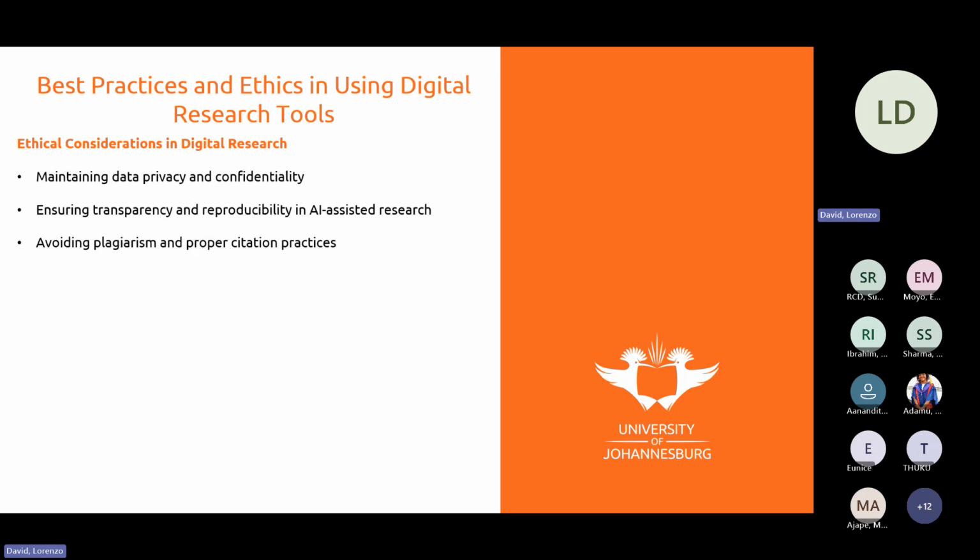Always ensure transparency and reproducibility in AI-assisted research, so save your prompts. And if you're using AI to assist you in writing a particular piece, or in literature searches, you can also reference the AI tool. And obviously, always avoid plagiarism and ensure proper citation practices. Don't ever use AI to write for you. Obviously, number one, it doesn't help us in any way in terms of developing our own skills.